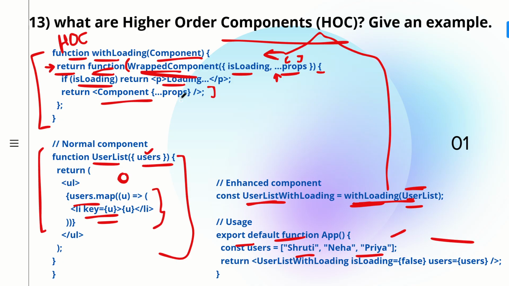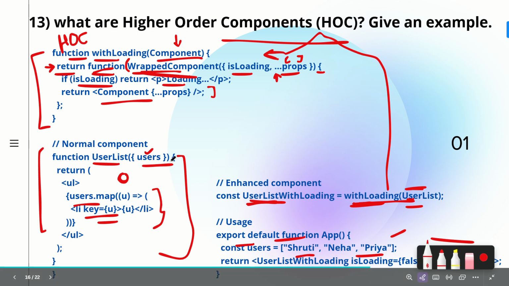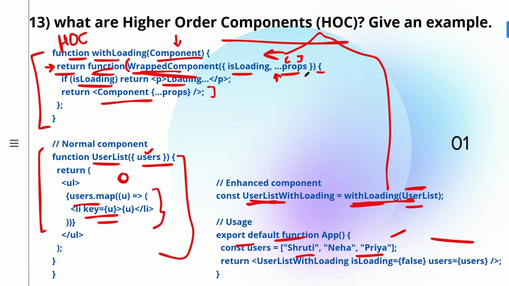So this is called a higher order component. In the previous definition we read that they accept a component, and they also return a component. So did we return a component here? Yes, we returned a component, and then again we have made use of that component to show our data. Now one question is, why are we making use of props here? Can't we have written users directly?